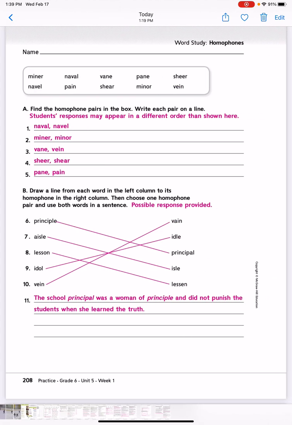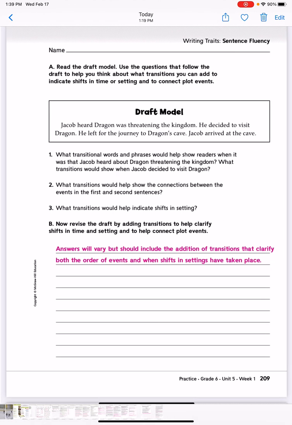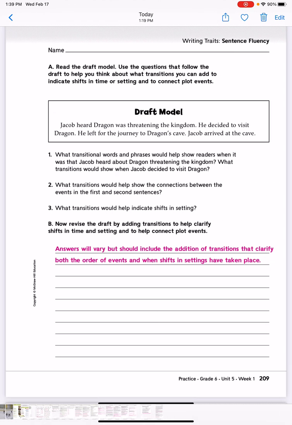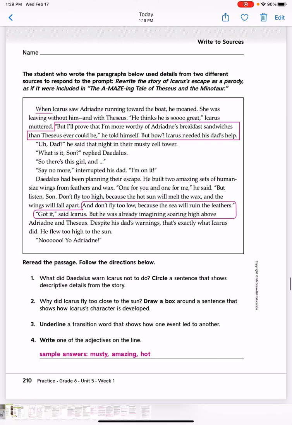Okay? 208, this is kind of, put the homophones, you pair them up, which obviously you can do that. That's easy. And at the bottom, you're connecting the exact same thing. If you want to double check this answer, you can pause the video, but I'm not going to take up too much of your time. 209, we don't usually do that one. And then page 210, okay?